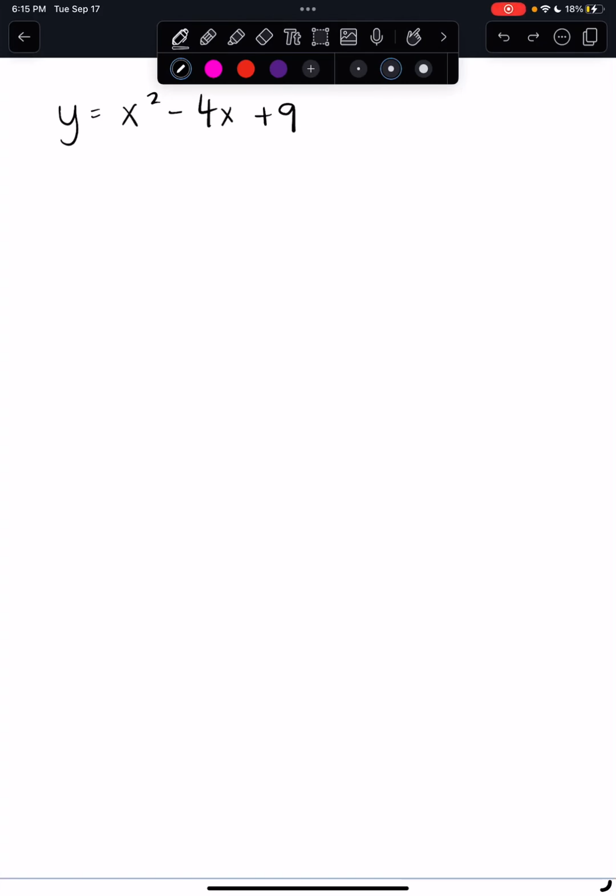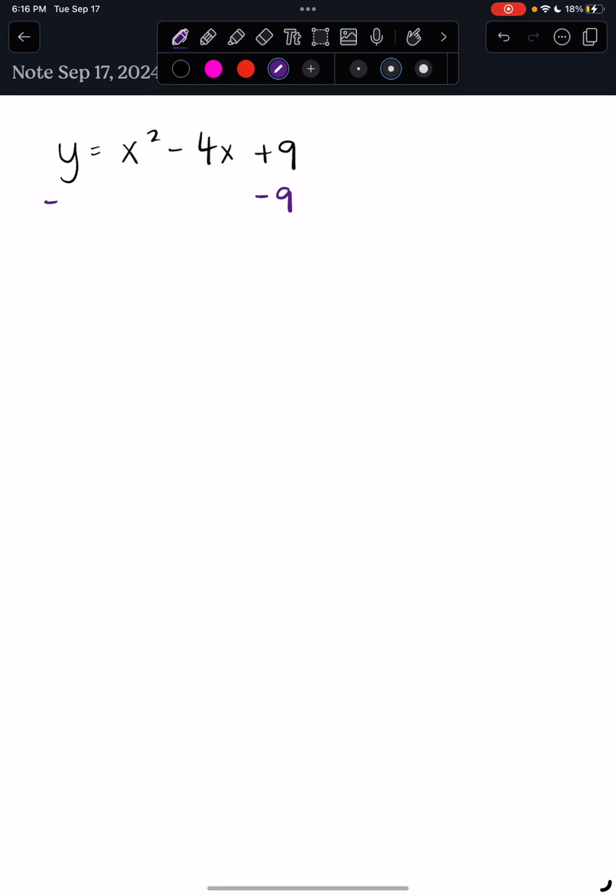Today we're going to practice going from standard form of a quadratic to vertex form. We do this for many reasons, to get different information about our parabola. So the first thing we're going to do is take our constant term, 9, and transform it by moving it to the left-hand side. This is going to isolate our x terms, leaving us with only x squared minus 4x on the right-hand side.